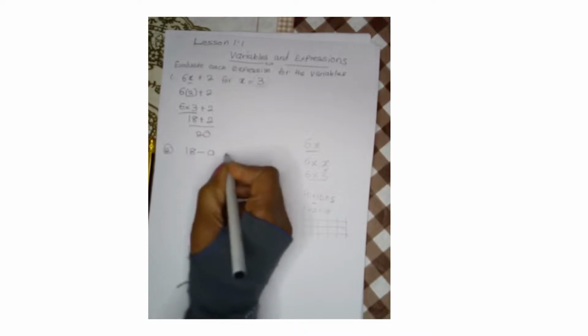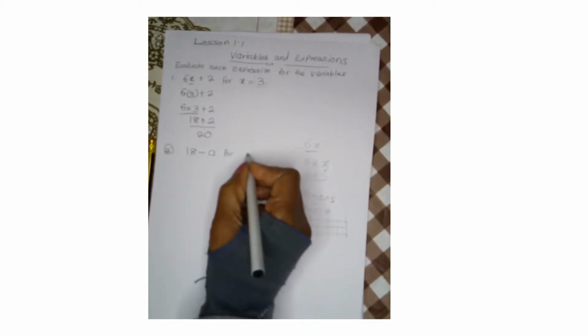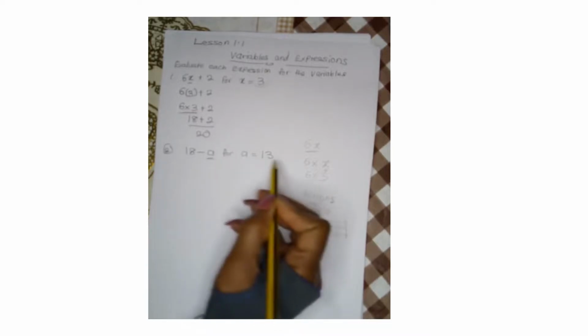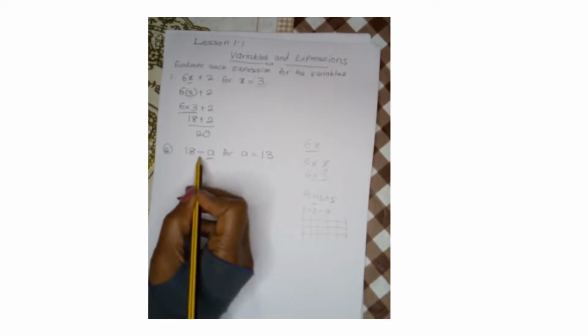So we're going to do question number 2, which says 18 minus a for a equals 13. What they are trying to tell you is, anywhere you see a, instead of writing a, you write down 13. Now the sign they gave us here is subtraction. So we're going to write 18 minus, instead of writing a, we're going to write 13. Okay, 18 minus 13. How do we get it?